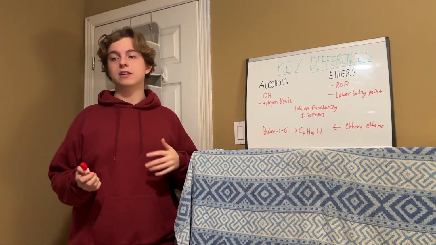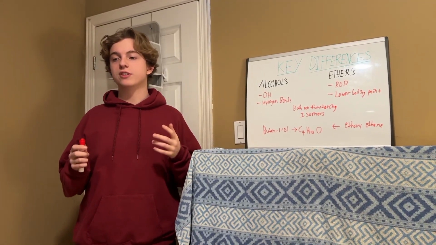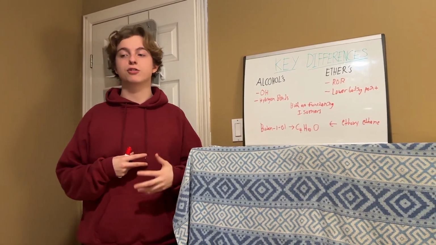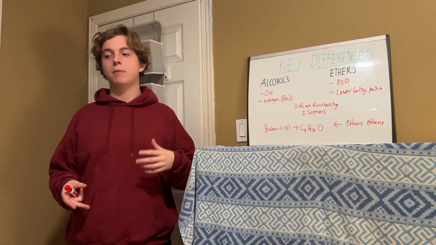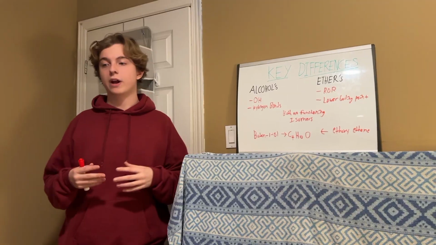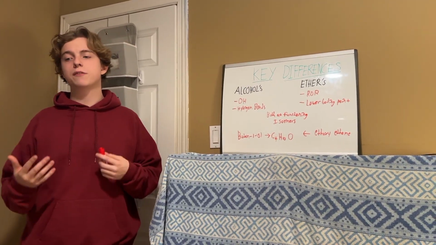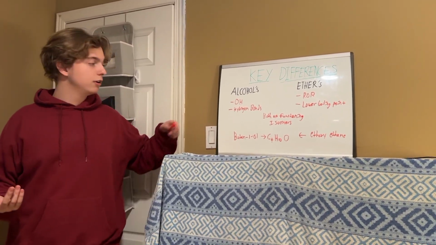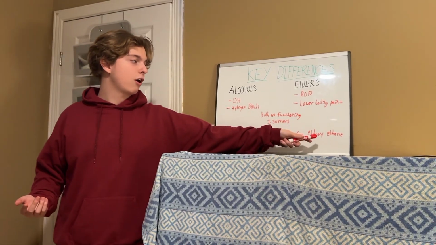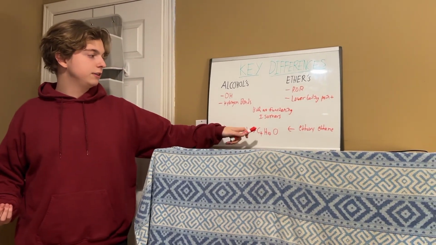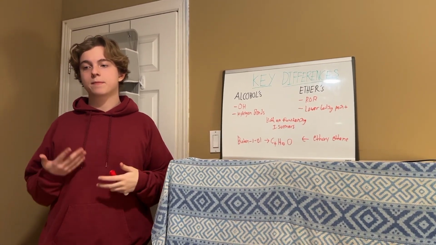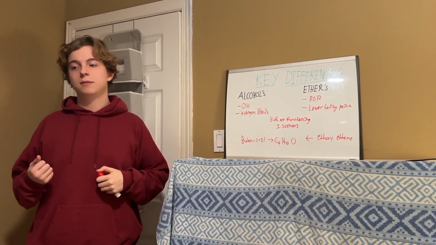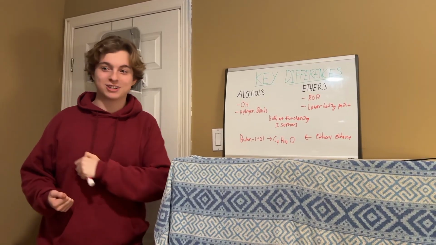Another important point is that alcohols and ethers with the same molecular formula can be functional isomers. This means they have the same number and type of atoms, but the atoms are connected in different ways, leading to different properties. For example, butan-1-ol and ethoxyethane both share C4H10O as their formula, but one is an alcohol and one is an ether.